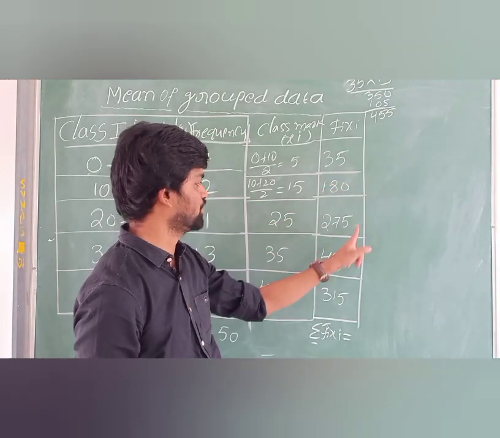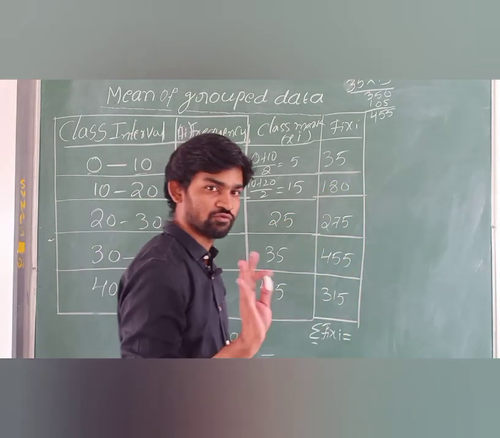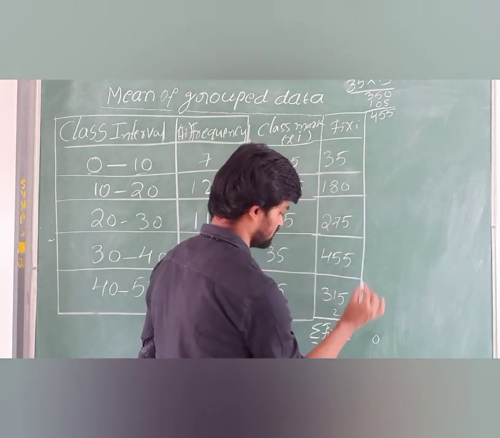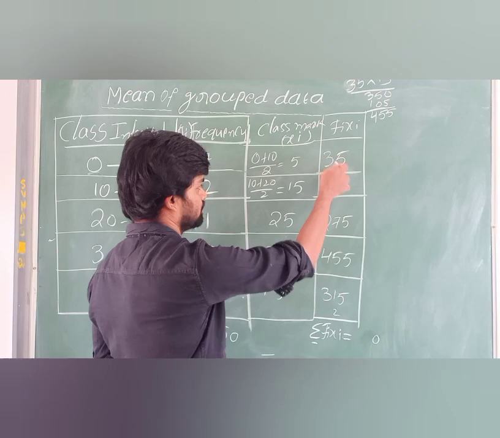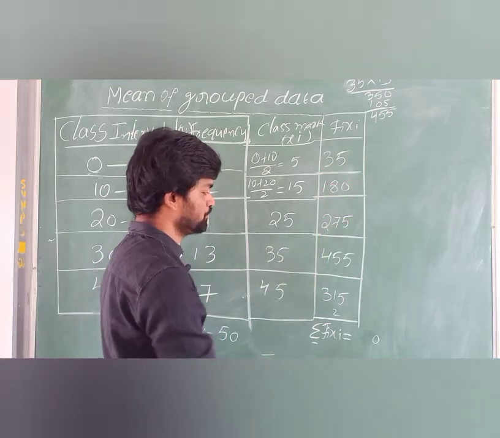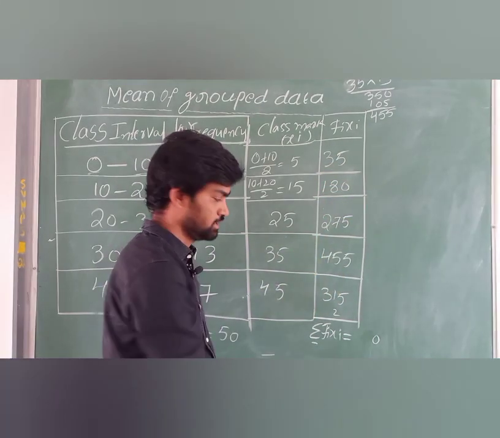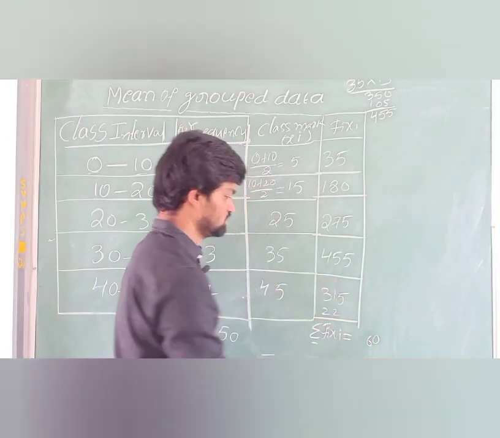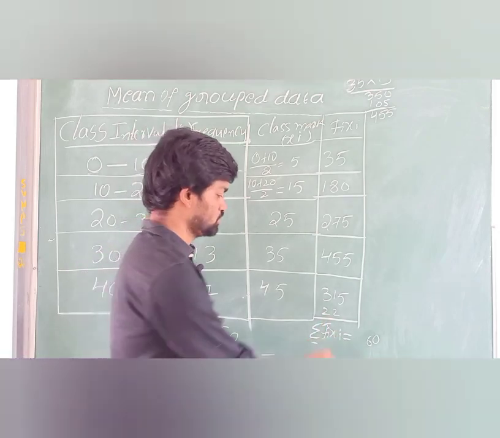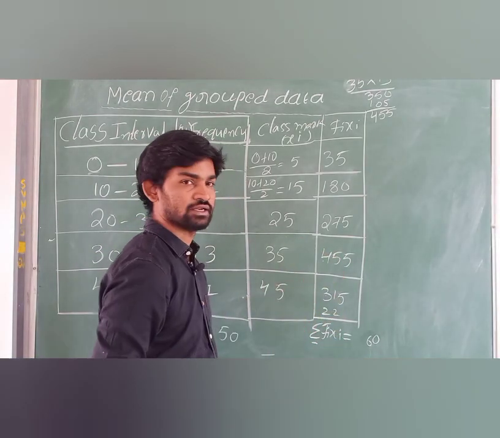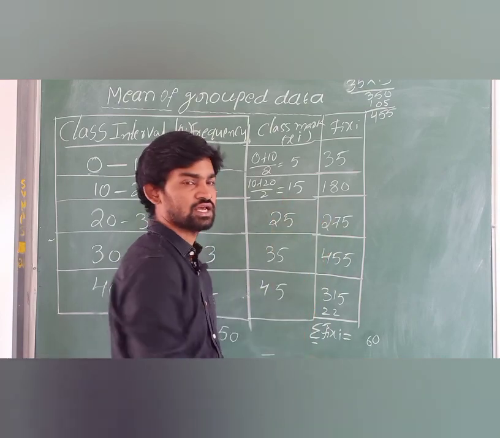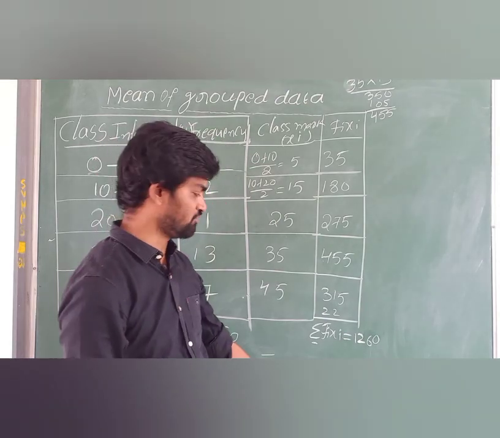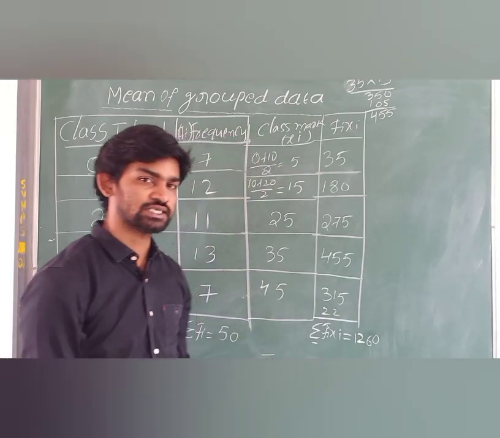Check one addition. 5, 5, 5, 4. So total 4 5s are there. So you can write 0 here and 2. Now 3 plus 8, 11 plus 7, 18. 18 plus 5, 23. 23 plus 3 is 26. So again 2 here. 2 plus 3, 5. 5 plus 4, 9. 9 plus 2, 11. 11 plus 1, 12. So sigma Fi xi we got as 1260.